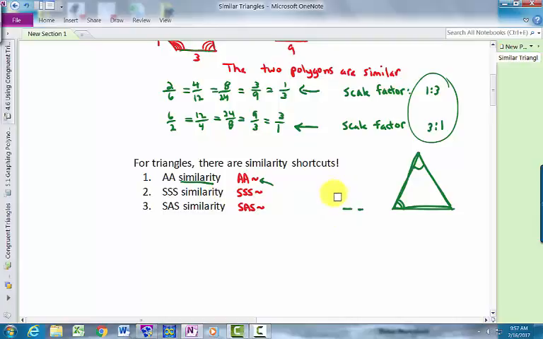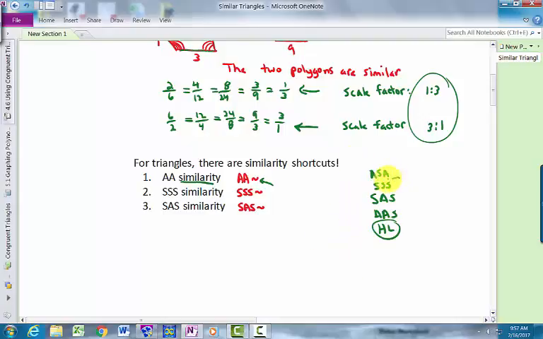Okay, looking at the second one. So we got the first one down. Second one, side, side, side. Now you may recall from triangle congruence, remember all those ways to prove triangles congruent. You got side, angle, side, you got side, side, side, you've got angle, side, angle, you've got angle, angle, side, and then you had HL. And HL, remember, was only for a right triangle.